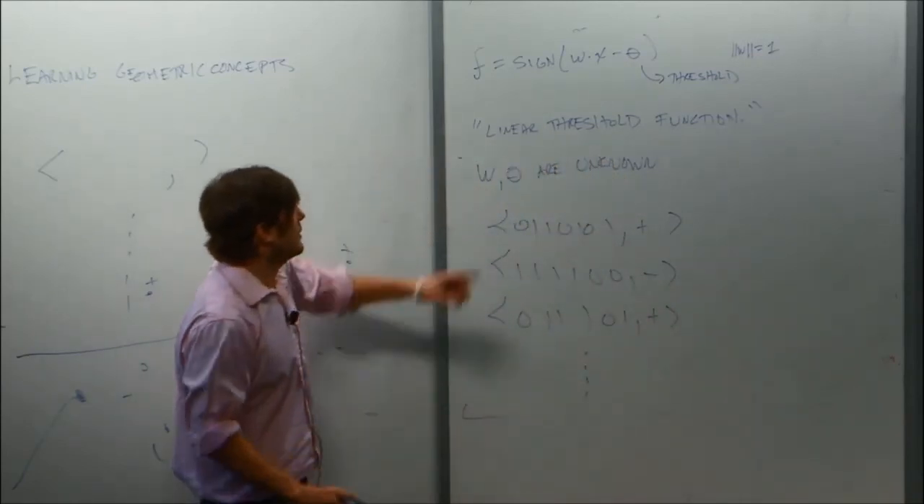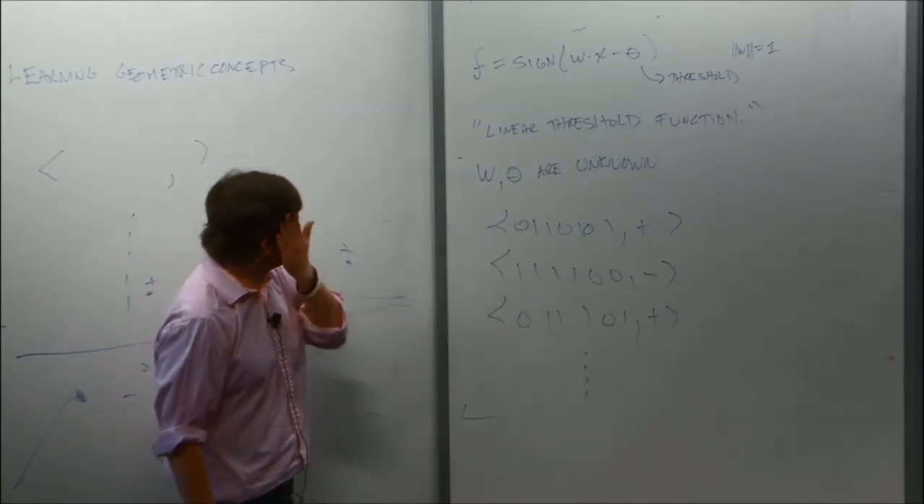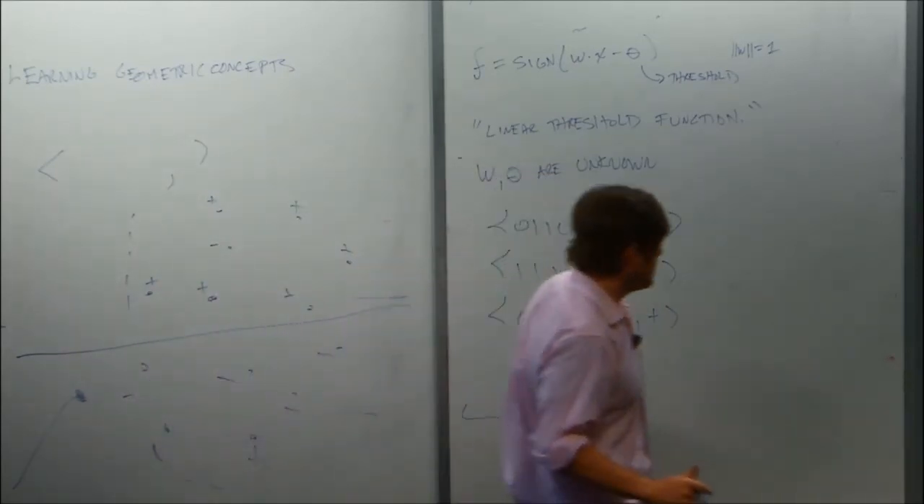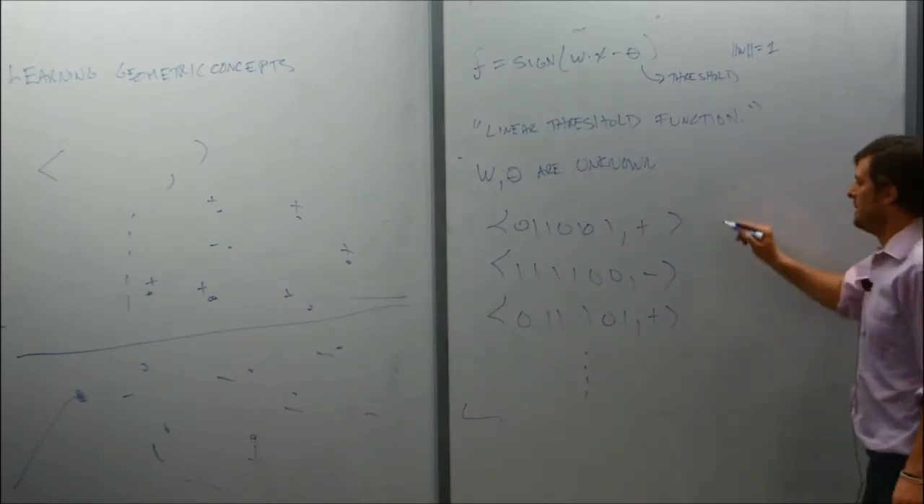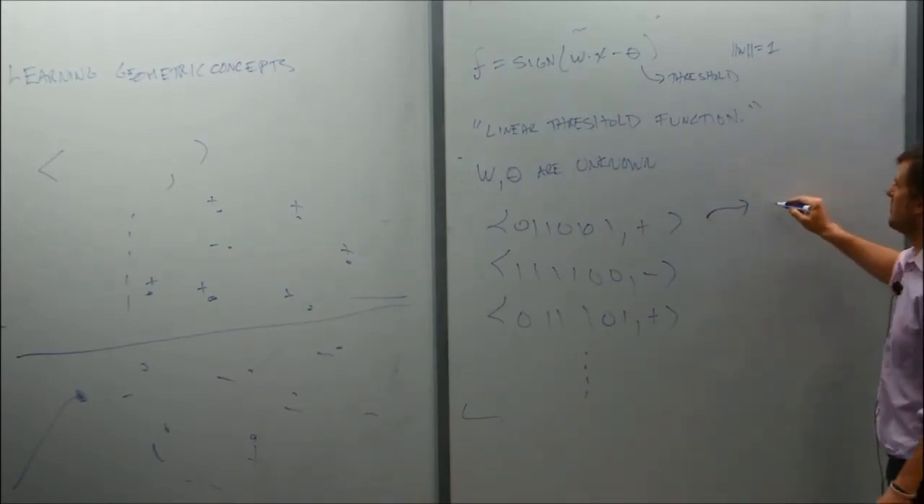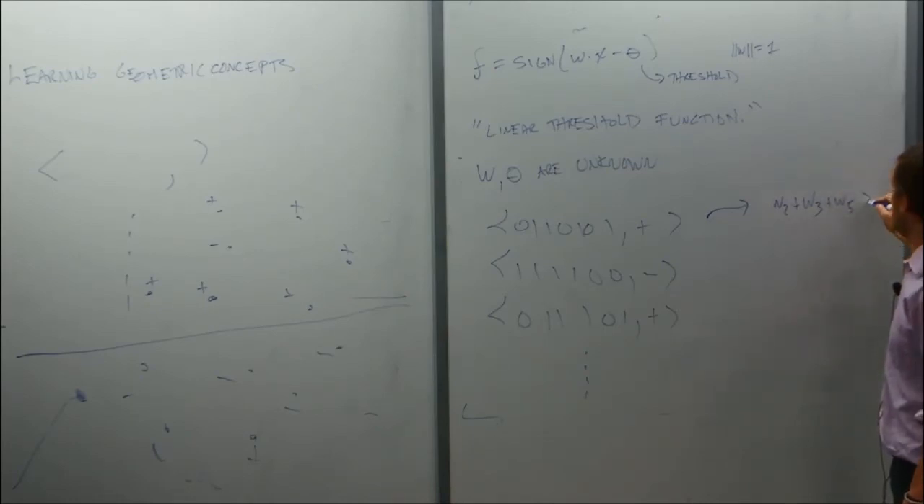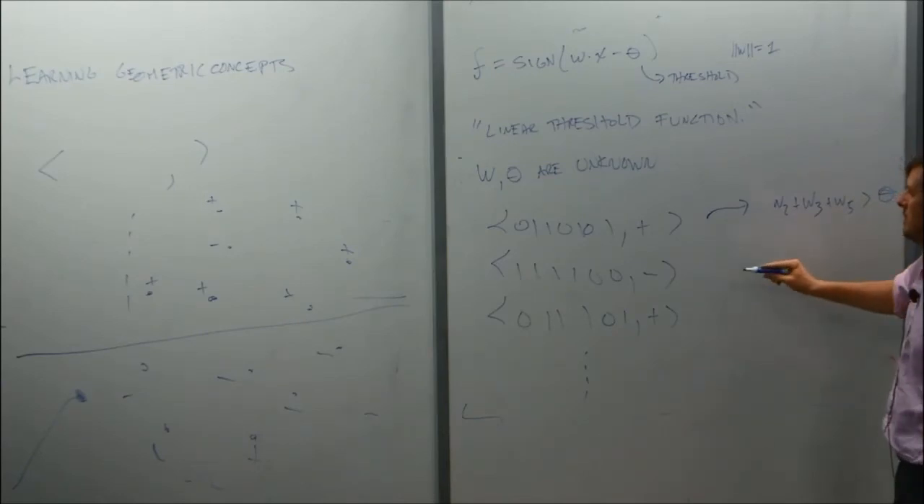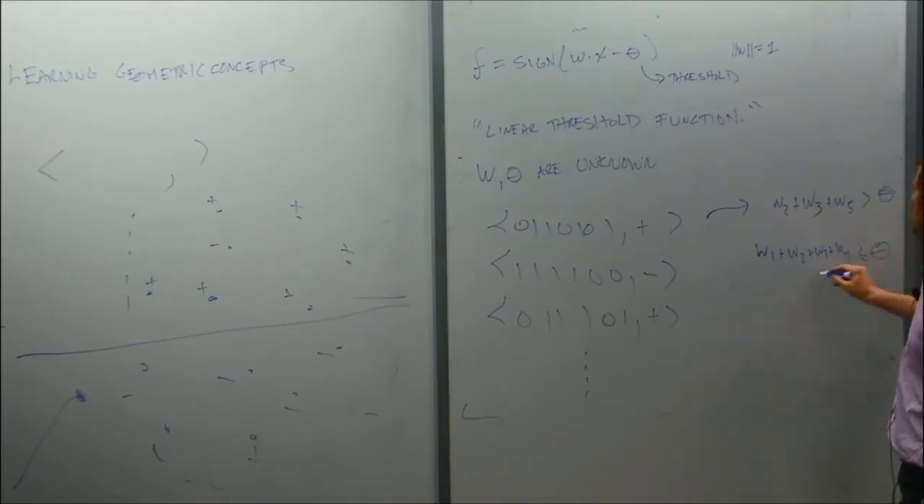And you'd like to learn the unknown w's and thetas. How do you do it? Much like the case with learning a parity, each one of these examples corresponds to a linear inequality. And so on and so forth.